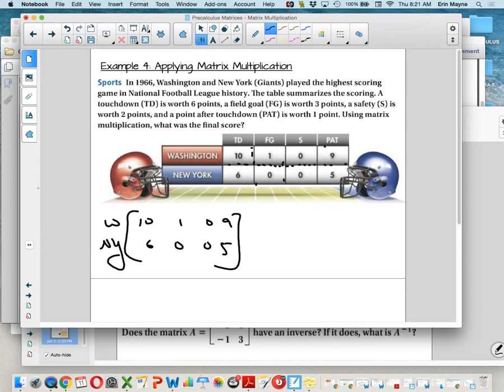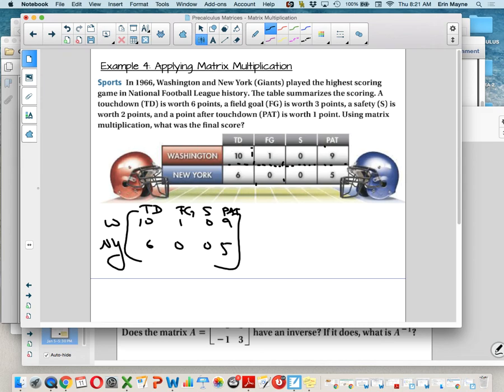Now, my columns represent what? Give me words. So different ways that you can score, right? So what I said the other day was you've got to get in the habit of labeling your rows and columns. Because when I go to multiply things, I know that the columns of the first must match the what? Rows of the second, right?